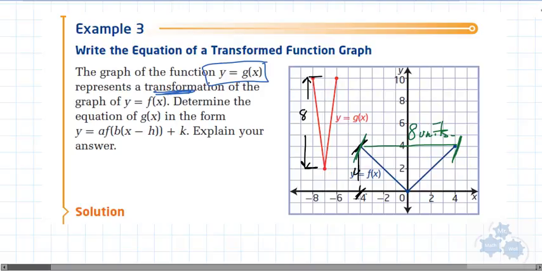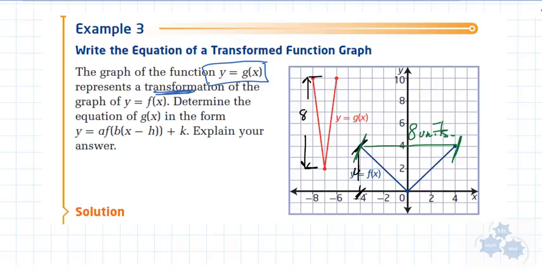Okay, does everyone see that it could be a horizontal compression or a vertical stretch? Does everyone see that? Okay. All right. So yes, that's fine. Now, what about the movement here?